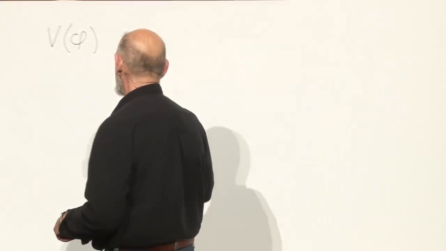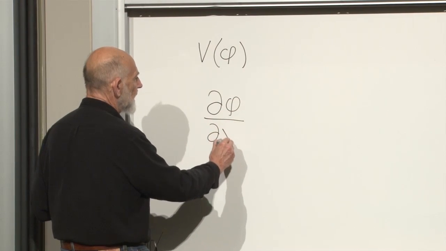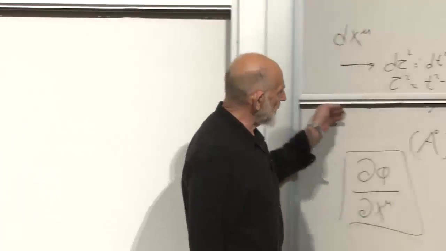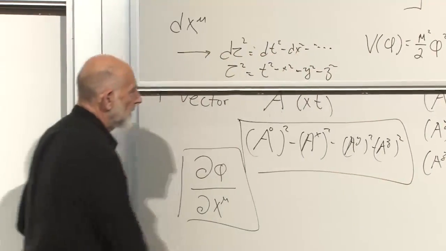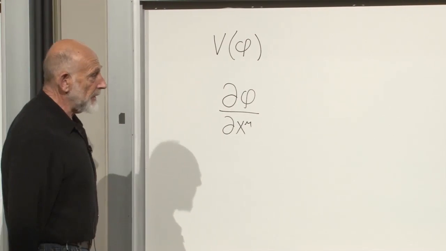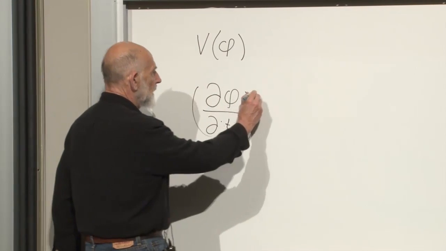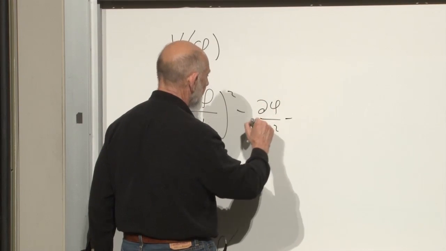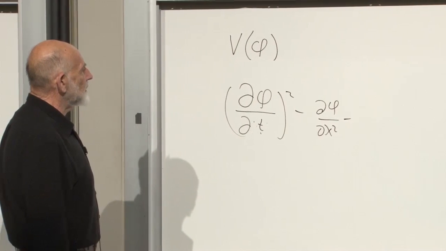Well, it's easy. We just start with the vectors that we can build, d phi by dx mu, that's a vector. And we simply construct the invariant, or the scalar, out of the components of the vector. So what does that mean in practice? It means d phi by dt squared minus d phi by dx squared minus d phi by, I get tired of writing it. I wish I had a shorthand notation for it.